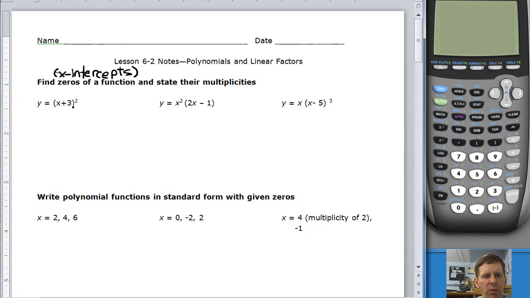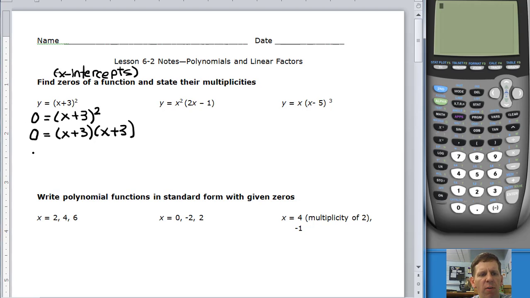So in the first problem, to find these zeros, what we literally do is plug in 0 for y. You'll notice that the problem says x plus 3 squared. When you square something, it means you're multiplying it by itself. So what we're figuring out is what is x when we're taking x plus 3 times itself. To solve this equation, we know that either this first factor has to equal 0 or the second one does, because when we multiply two numbers together and get 0 for an answer, at least one of these two factors has to be 0.